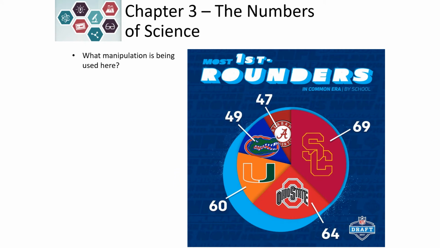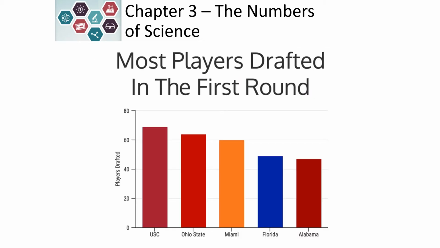What manipulation is being used in this graph? Well, it is the wrong type of graph. Because it doesn't add up to 100%, this would be much better represented by a bar graph. By looking at it as a bar graph, it shows a much better understanding of the players drafted by the different schools.